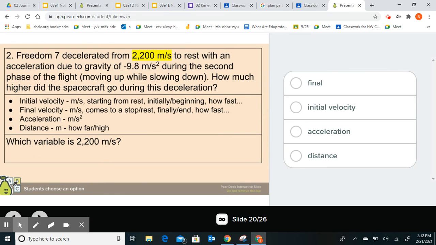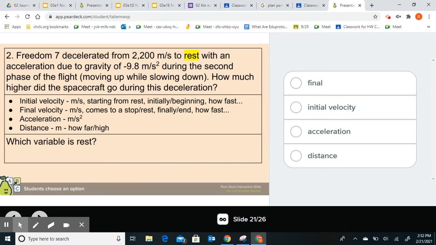All right, so now we're talking about 2,200 to rest. This is phase 2, where the rockets are off and it's just coasting up and slowing down. Freedom 7 decelerated from 2,200 meters per second to rest. So the 2,200 meters per second is my initial velocity for phase 2, because again, the end velocity for phase 1 is the initial velocity for phase 2. In phase 1, it went from 0 to 2,200. In phase 2, it does the opposite. It goes from 2,200 to rest.